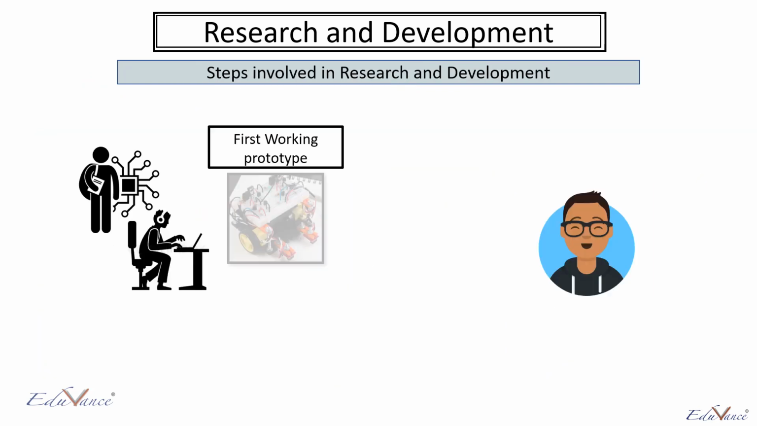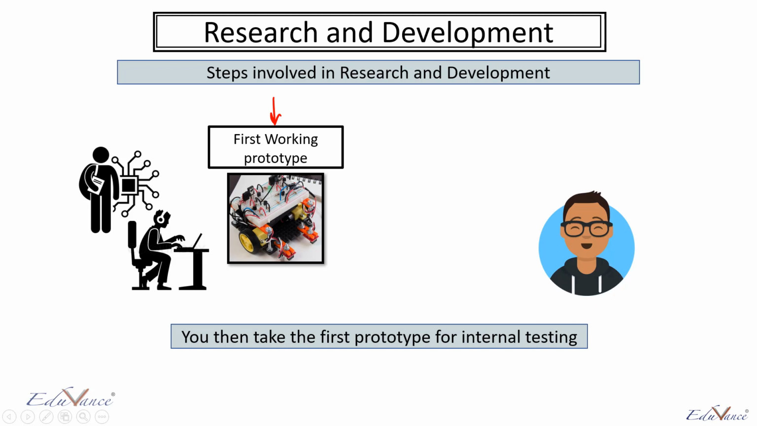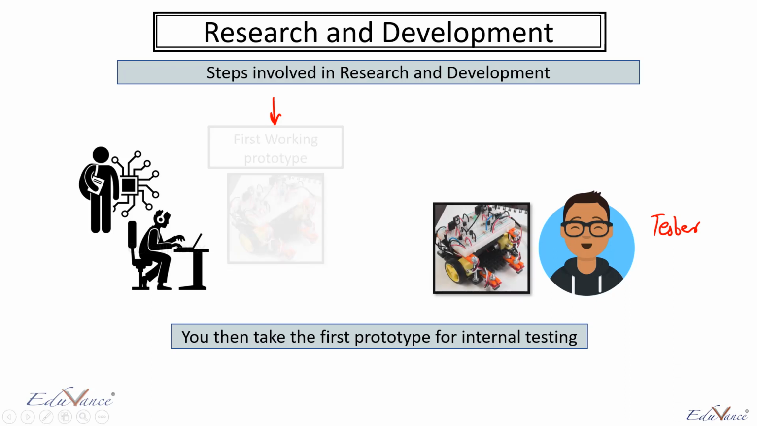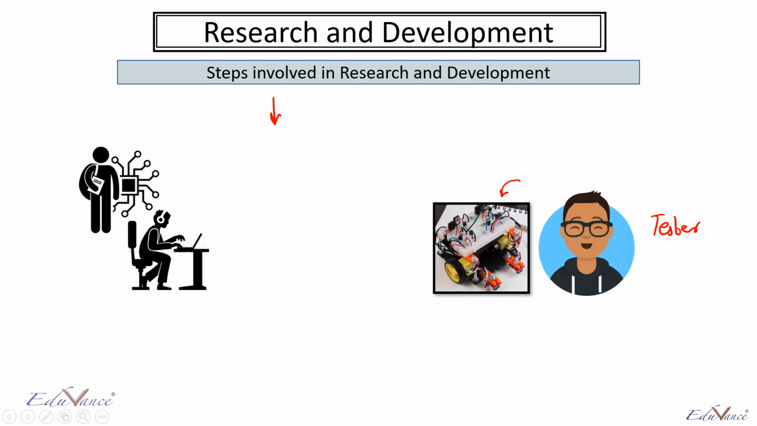Okay guys? Now, what these guys do, your engineers will take the first working prototype and then they will send it to somebody called as a tester. Now this tester is a guy who will take your prototype and then test it and check if there are any problems with it or not. So he will look for problems. His job is to find problems in your prototype.